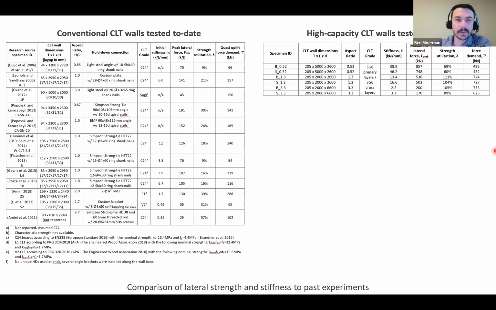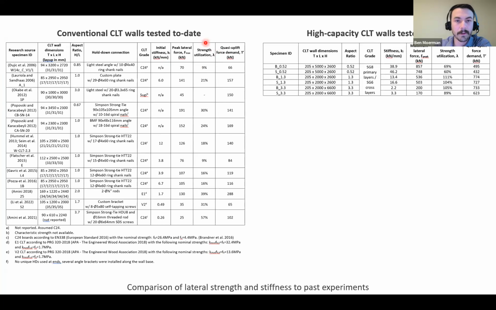Comparing some of the walls we tested to conventional CLT walls tested to date, on the left here is a table of several studies that tested CLT shear walls with these conventional connectors, so light gauge metal and lots of nails or light gauge screws. The important thing to look at here is what sort of peak lateral force we have here. If you go into my thesis or our journal publication in the Journal of Structural Engineering, there's a bit more detail to dig into.